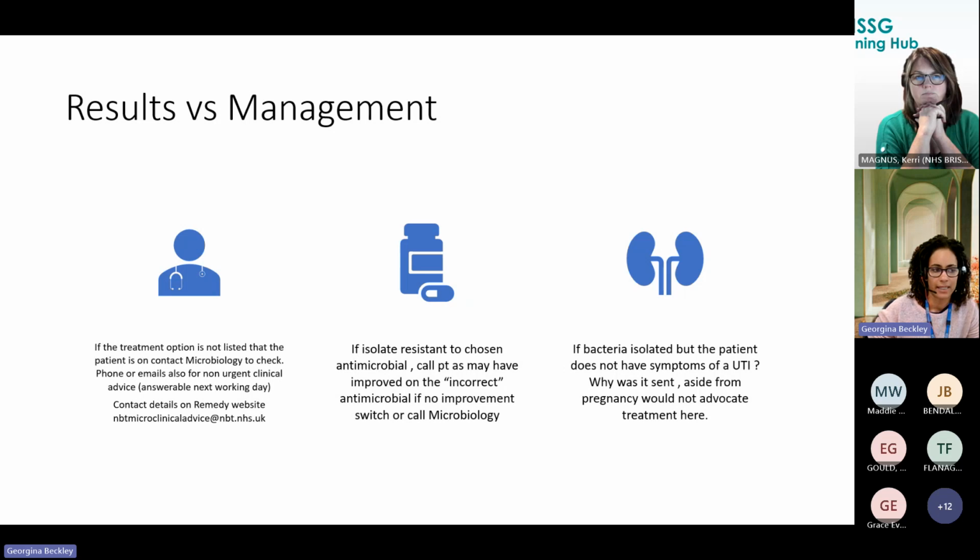If a bacteria is isolated on the urine sample, but the patient actually doesn't have symptoms and signs of a UTI, outside of pregnancy we wouldn't really advocate treatment unless there are other complicating factors, like they were just about to have a urological procedure or they're immunosuppressed and the immunology team are very keen to treat. But again, these patients we're very happy to discuss on an individual basis. For most patients, asymptomatic bacteriuria outside of pregnancy or young children doesn't require treating.